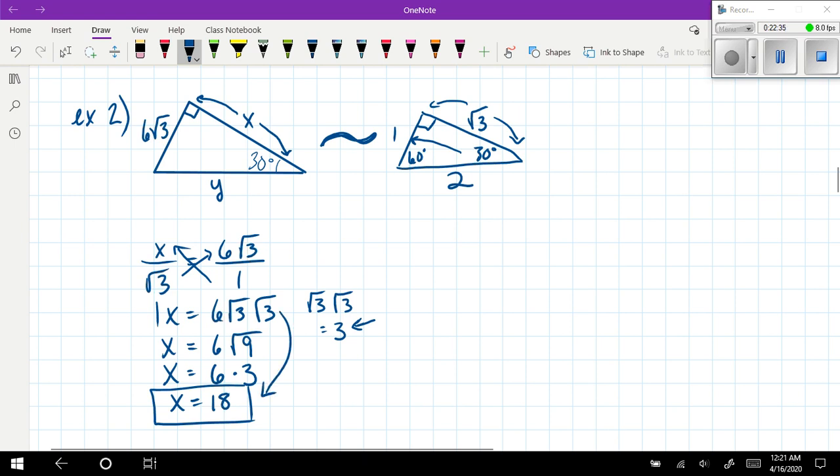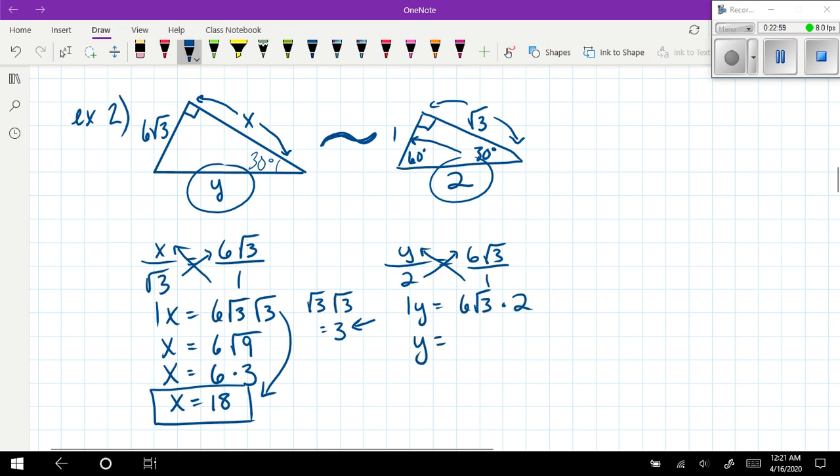All right, let's solve for y. So we're going to start with y because that's what we're solving for. The y right here compares to the 2 side over here is equal to, and we're going to use again 6 root 3 compared to 1. Now we're going to cross multiply. And this gives me 1y equals 6 root 3 times 2. And we're going to multiply inside to inside, outside to outside, but never inside to outside or outside to inside. So the outside and the outside make 12, and then we just say root 3. And that finishes that problem.